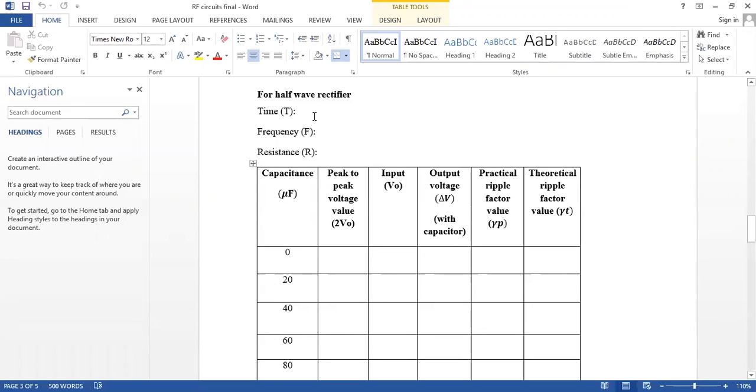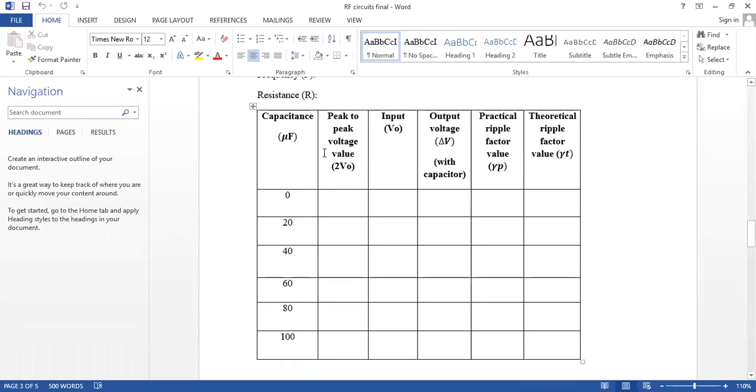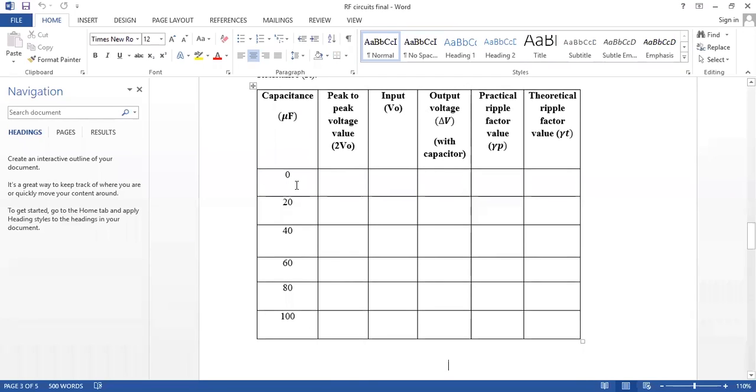Okay, this one is the peak to peak voltage value, the difference between two peaks. Okay, two V naught. This one is the input, the half of the peak to peak voltage, that is the peak value. Okay, this one is delta V with the capacitor. So you can see in your procedure cards, and you should calculate the ripple factor value. Okay, the equation was already given. Okay, you should calculate the ripple factor for practical and theoretical.